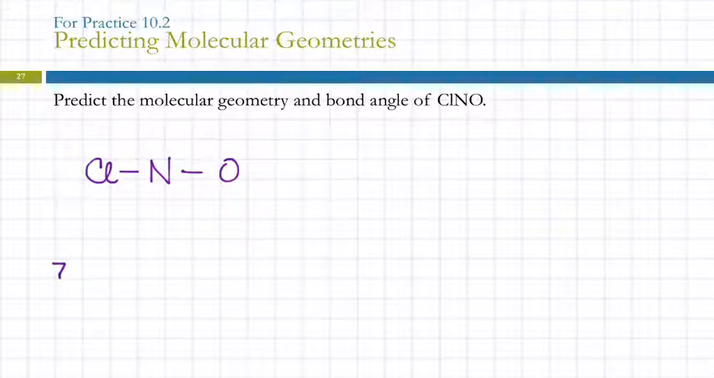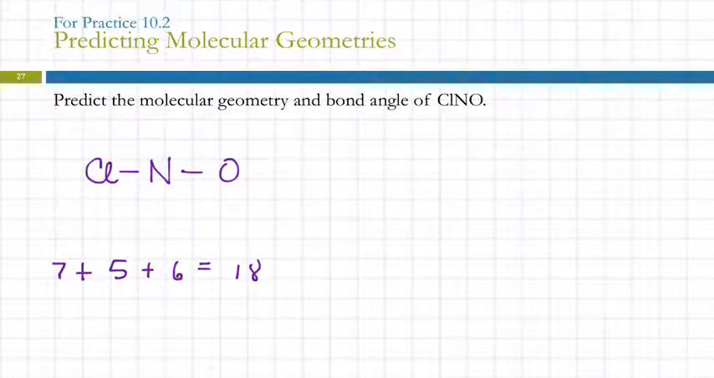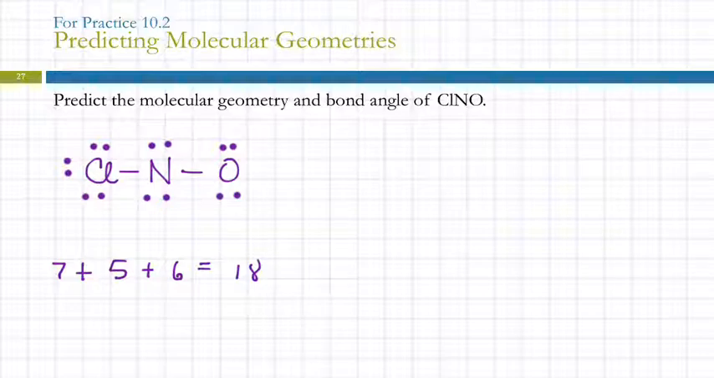The chlorine has 7 valence electrons, and the nitrogen has 5, and the oxygen has 6, and I'm pretty sure that's 18. So we got 2, 4, 6, 8, 10, 12, 14, 16, 18. We're going to need a multiple bond, right? Because we don't have enough to give everybody an octet.